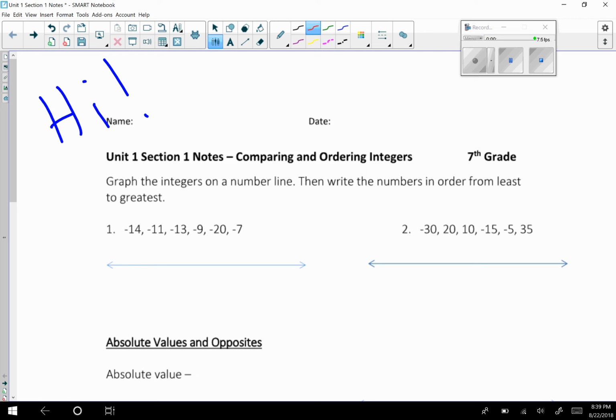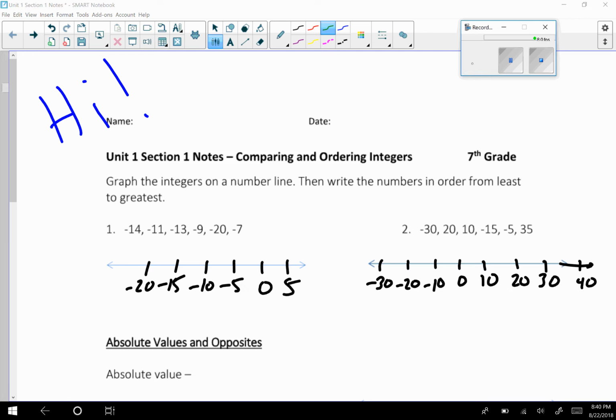Just make sure you complete the Unit 1 Section 1 notes and show them to your teacher before you start the Unit 1 Section 1 check-in.